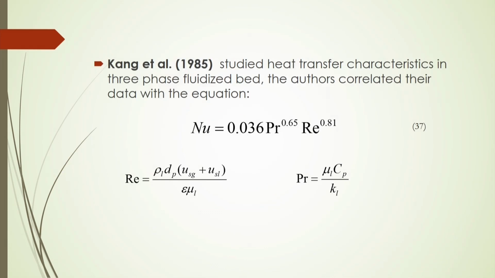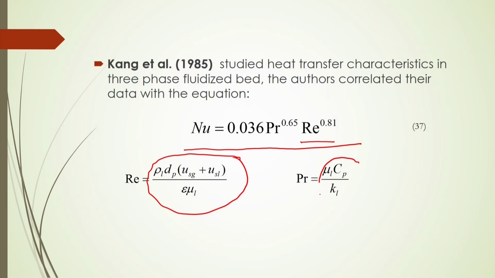As per Kang, from their experimental data, equation 37 can be used to predict the heat transfer coefficient in the 3 phase fluidized bed, which is a function of Prandtl number and Reynolds number. Here the Reynolds number is defined by the fluid mixture properties, and the Prandtl number also is for the mixture of the liquid. So, based on this equation 37, one can calculate the heat transfer coefficient in the 3 phase fluidized bed.